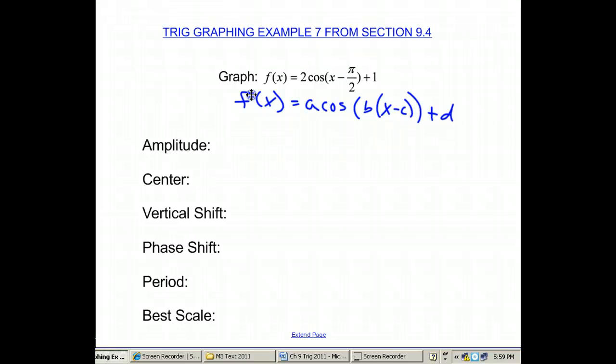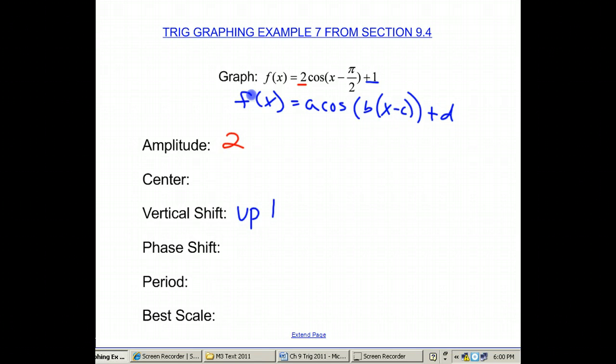The amplitude is that a in the general equation, that first number that pops up. So in this case, it's going to be a 2. And I'm going to do that in red for you. I'm going to skip center for now and go right to the vertical shift. My vertical shift is that letter D. So that's found at the end here. And that's going to tell me that I'm going up 1.